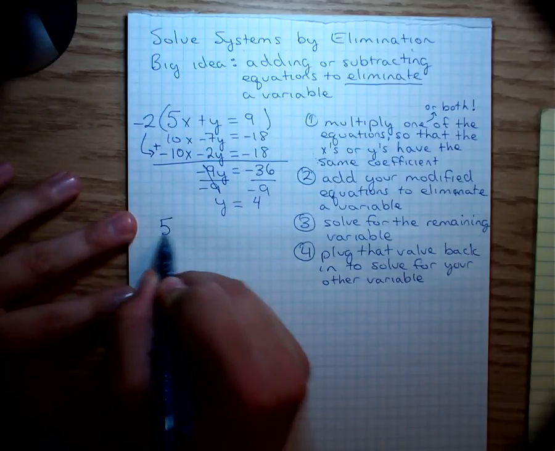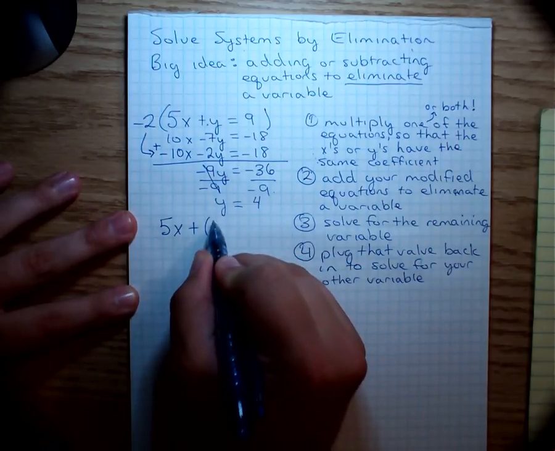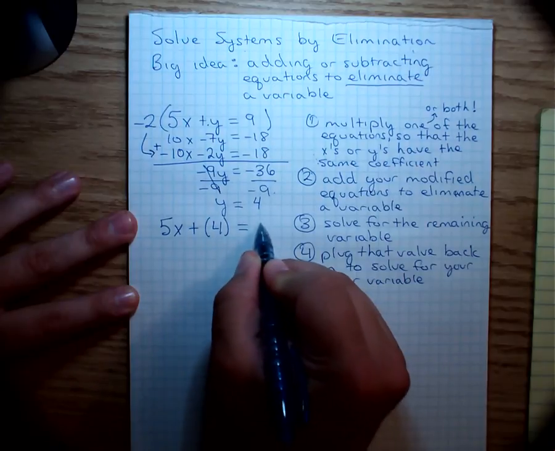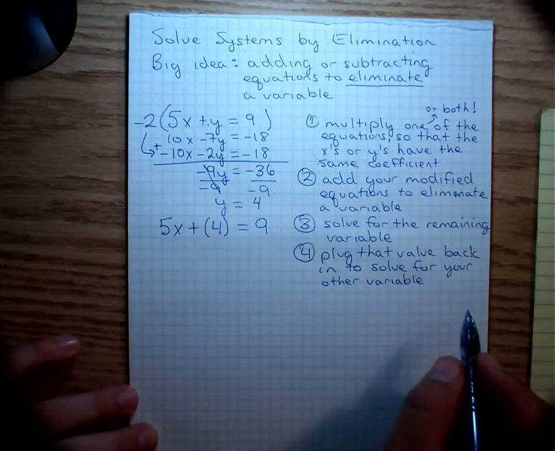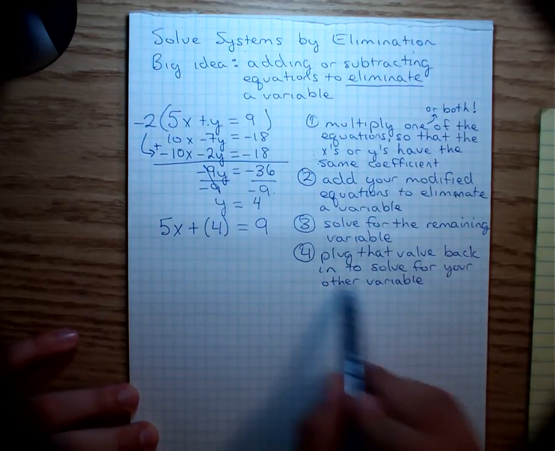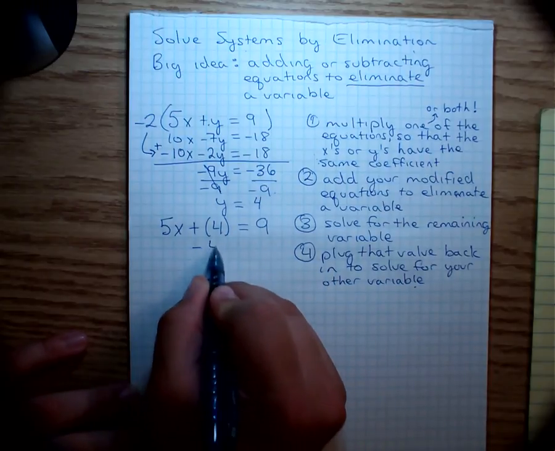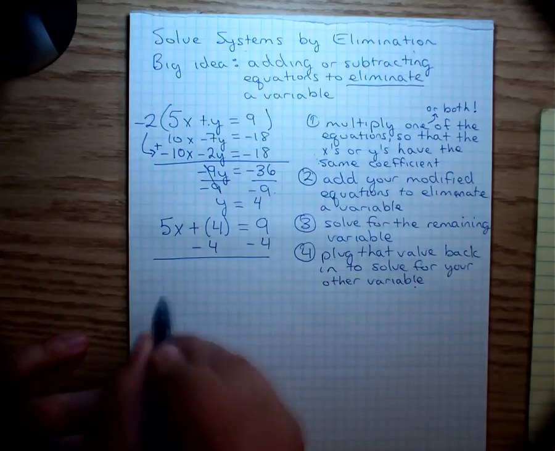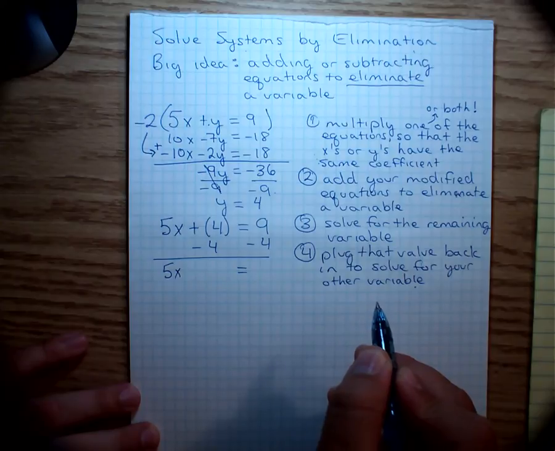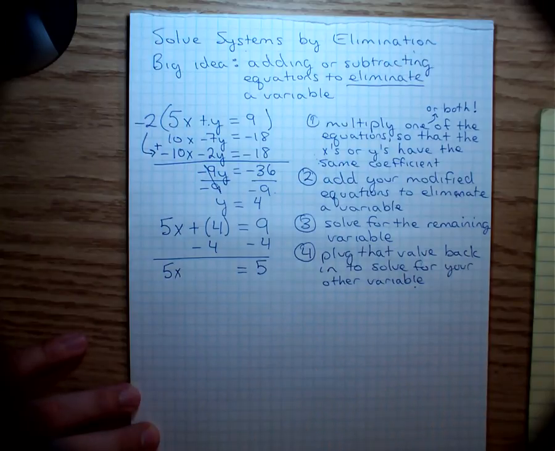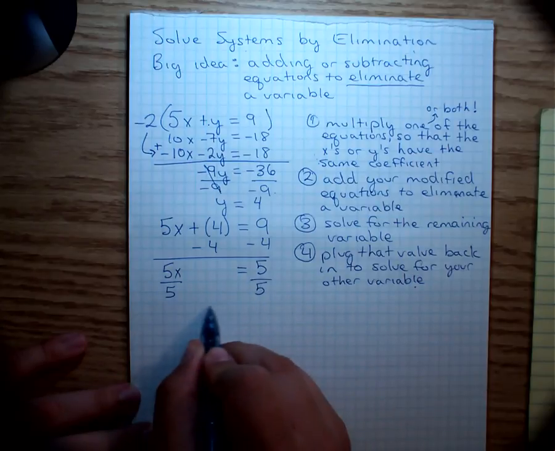Okay, so 5x plus, this would be y, but now it's 4. Oh, you're telling me what it equals. Okay, now plug that value back in to solve for your other variable. So how do I get rid of the 4? Subtract. So 5x equals 5, right? Divided by 5, and x equals 1.